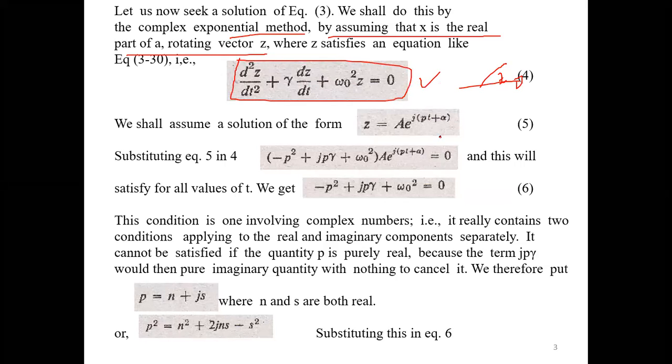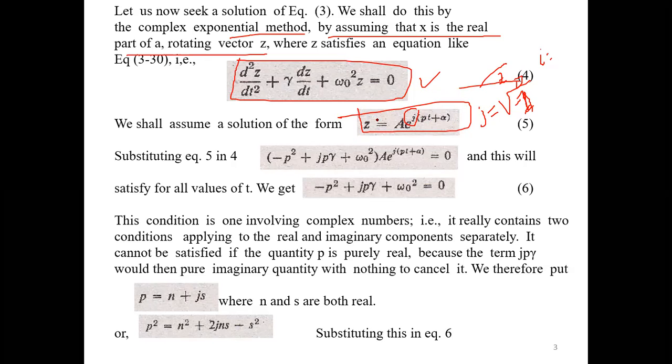And we choose the trial solution as z equal to A e to the power j(pt + α). You have studied the imaginary number, j equal to minus root over 1. You might have studied this with i, but in physics we do not use i, because i is another important quantity, which is current in physics or electrical engineering. So instead of i, we use j: A e to the power j(pt + α).